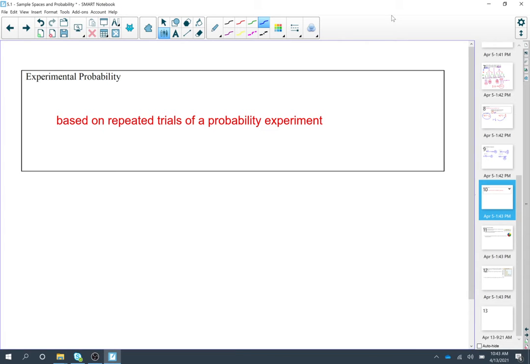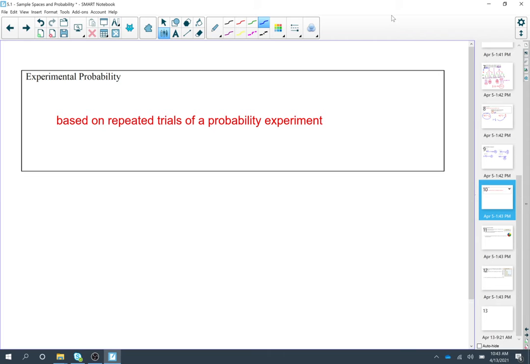Experimental probability is based on repeated trials of a probability experiment. So theoretical probability, let's go back to our example of rolling a die. In theory, the probability that I roll a 2 is 1 out of 6. The probability that I roll a 3 is 1 out of 6. The probability that I roll a 5 is 1 out of 6.